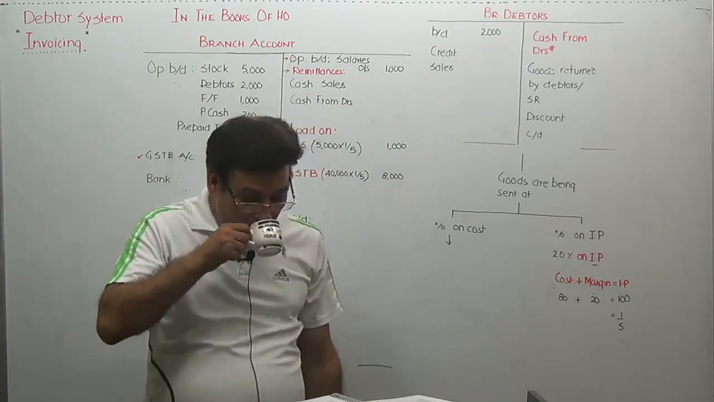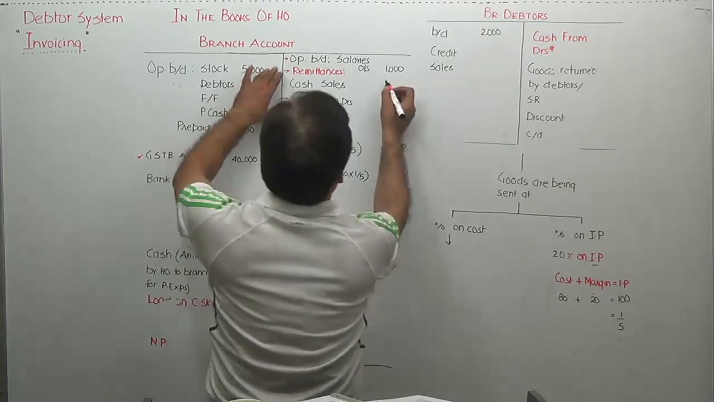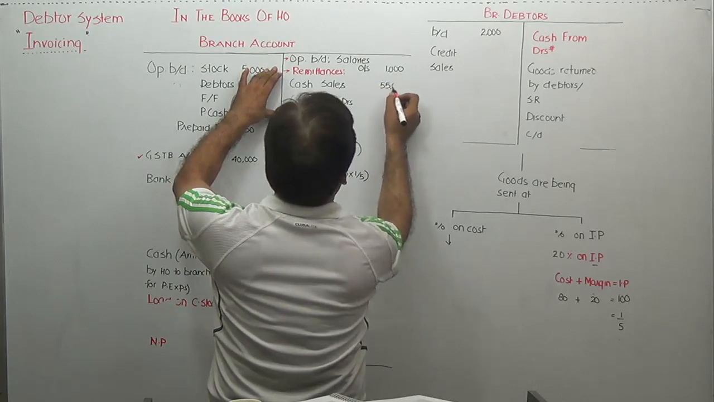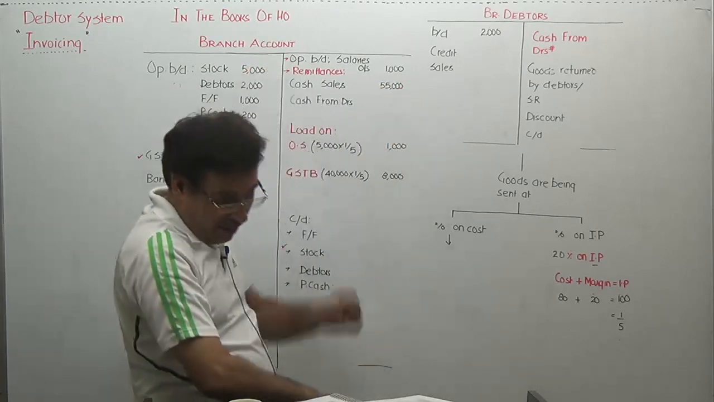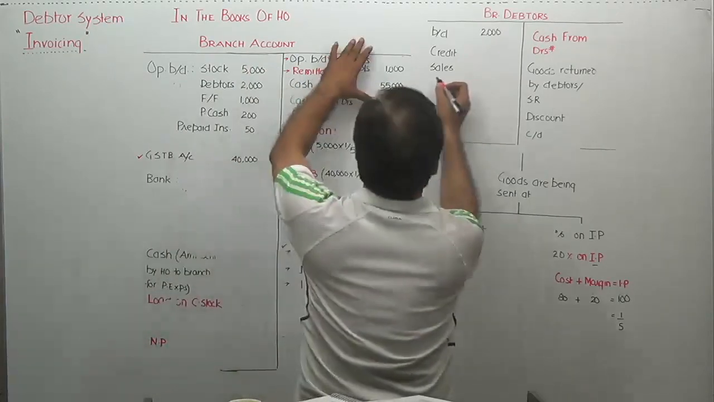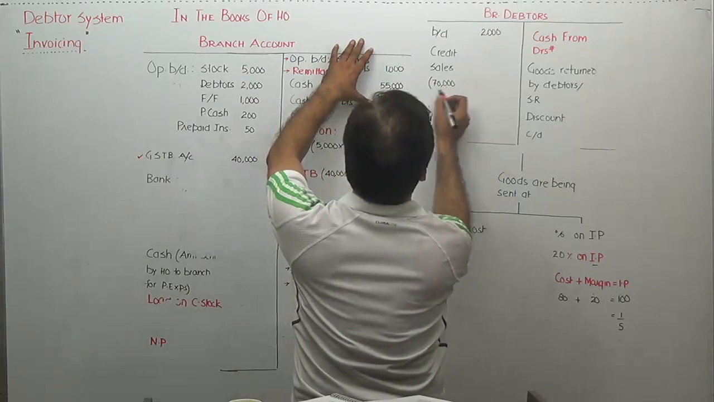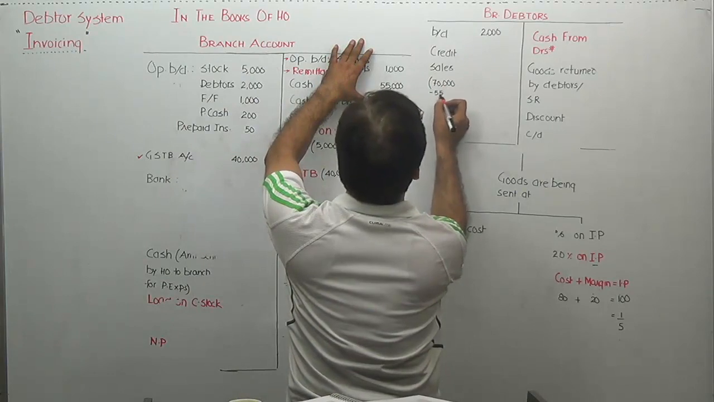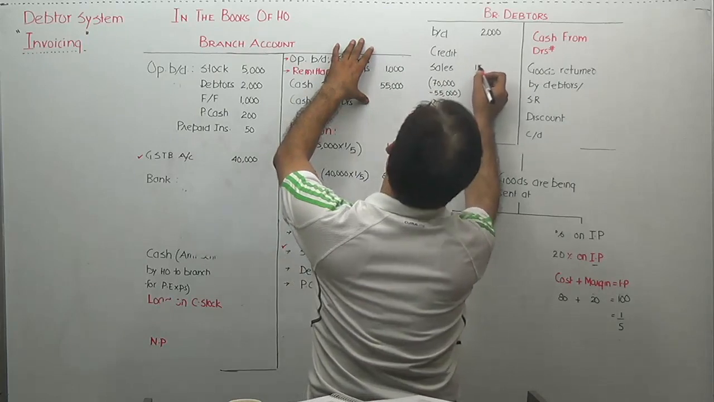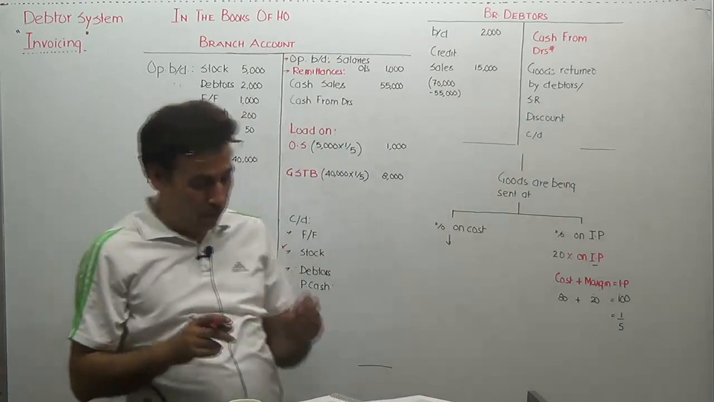Then it is given to you cash sales 55,000. Cash sales is 55. So you are going to write here 55,000. Besides that, you have been given this time total sales 70,000. Now, total sales 70,000. Cash sales 55,000. So, 70 minus 55 is nothing but your credit sales. And credit sales will figure in debit side of branch debtors account. Why? Because it's a transaction between customers and branch.